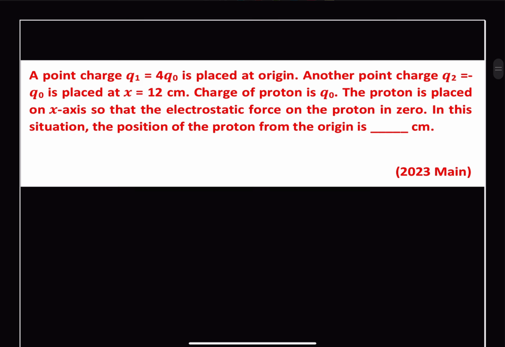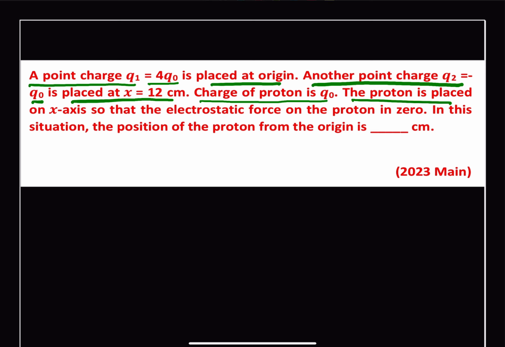The question states that a point charge Q1, which is 4 times Q naught, is placed at origin. Another point charge Q2, which is minus Q naught, is placed at x equal to 12 centimeter. Charge of proton is Q naught. The proton is placed on x-axis so that electrostatic force on the proton is 0. In this situation, the position of the proton from the origin is dash centimeters.